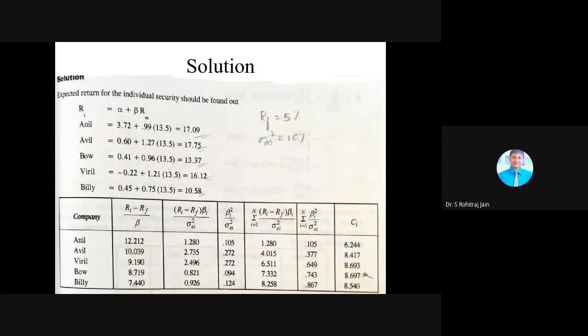Okay, very good. Now, in order to calculate the CI, that is finding out the cutoff point, I use this formula. All of you know this, right? CI is equal to what? That is variance of the market multiplied by summation of i is equal to 1 to n, Ri minus Rf divided by sigma ei square into beta, whole divided by 1 plus variance of the market into summation of i is equal to 1 to n, beta i square divided by sigma ei square.